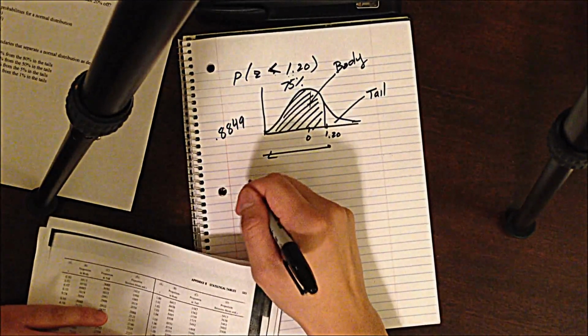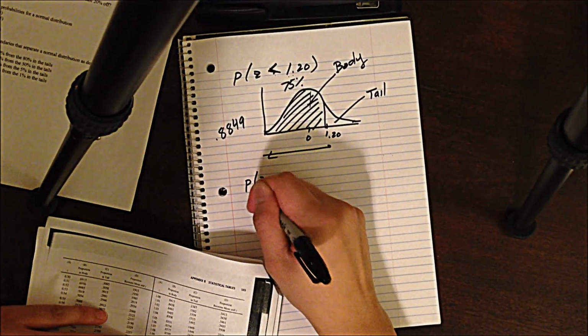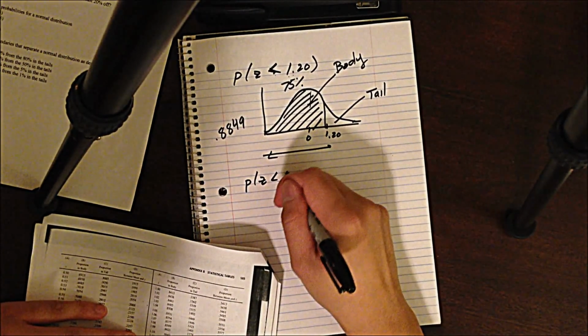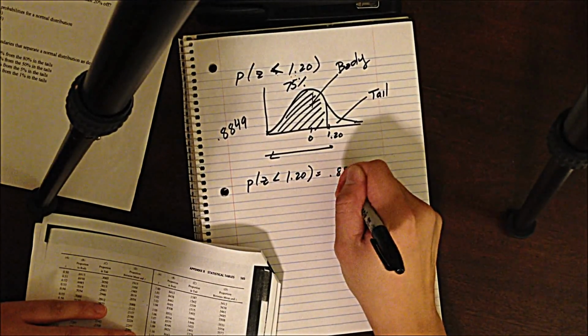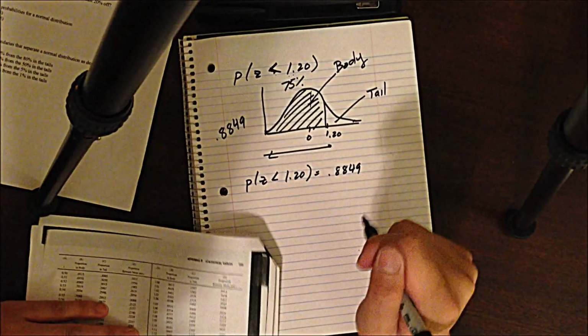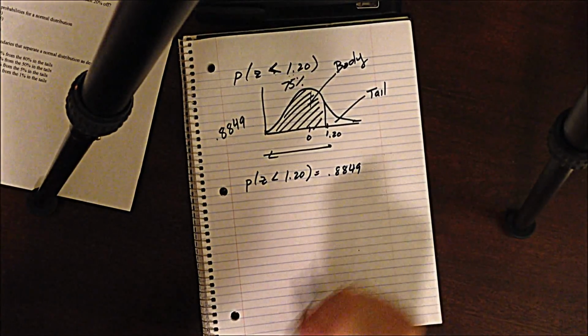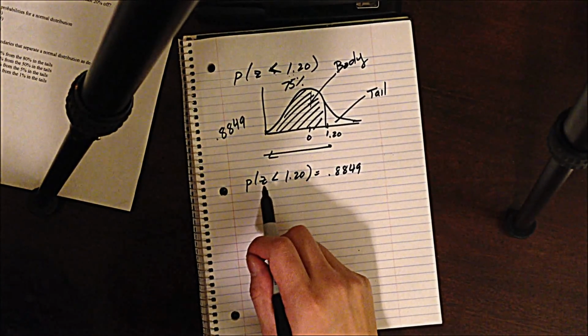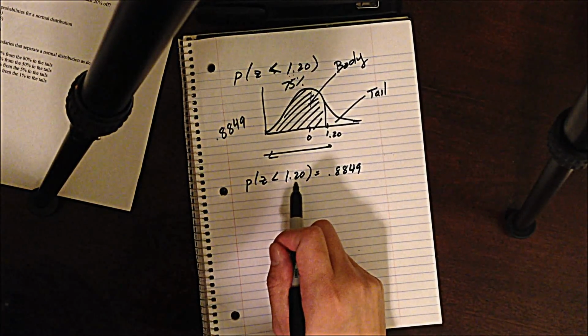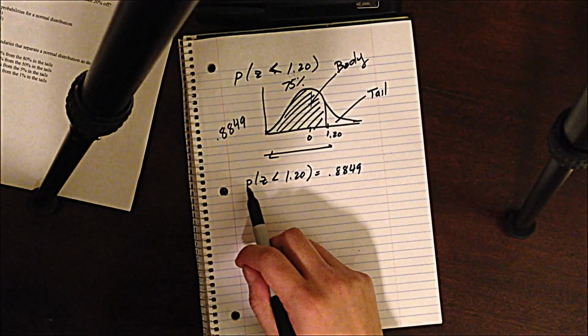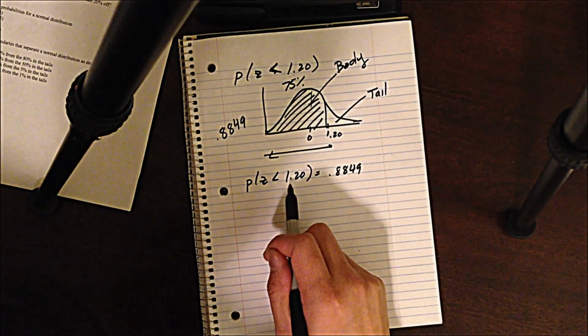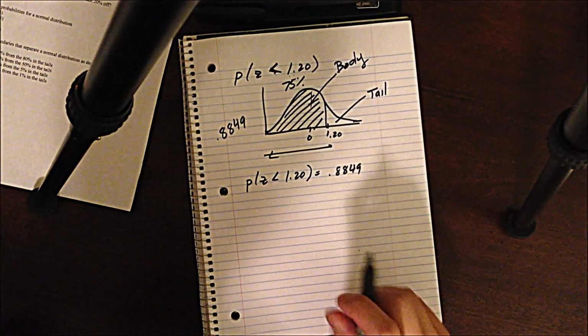0.8849. So our answer, if we write it out, is z less than 1.20 equals 0.8849. And that's exactly how you write it. And this is how you read it: the probability of getting a z-score less than 1.20 equals 0.8849.